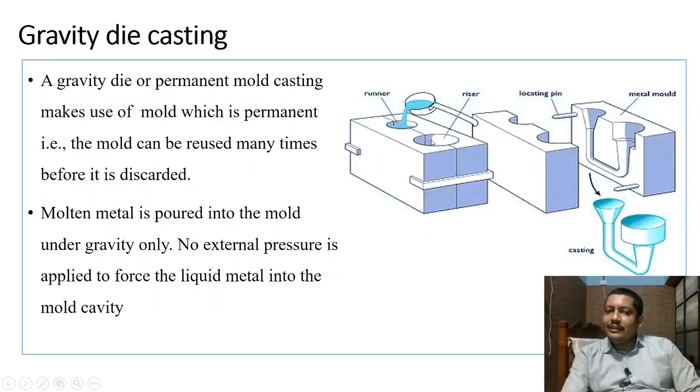So in the gravity feed system, no pressure is applied. Through gravity only, the molten metal is poured into the mold, reaches the mold cavity, and you obtain the filled casting. Since no external pressure is applied here, we call that process the gravity die casting process.